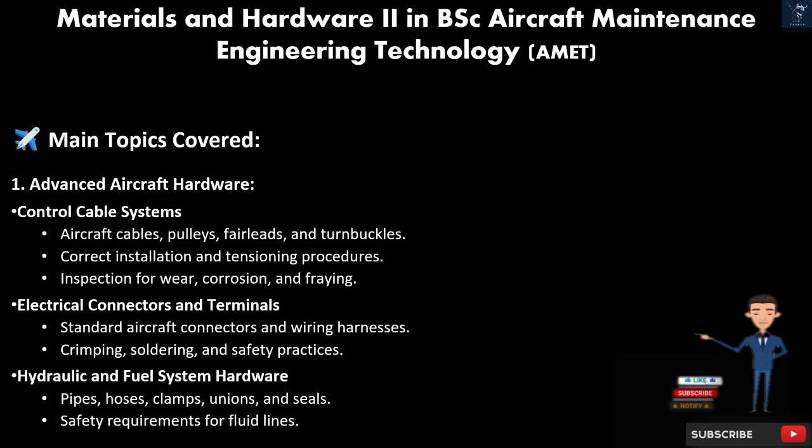Electrical connectors and terminals. Standard aircraft connectors and wiring harnesses. Crimping, soldering, and safety practices. Hydraulic and fuel system hardware. Pipes, hoses, clamps, unions, and seals. Safety requirements for fluid lines.